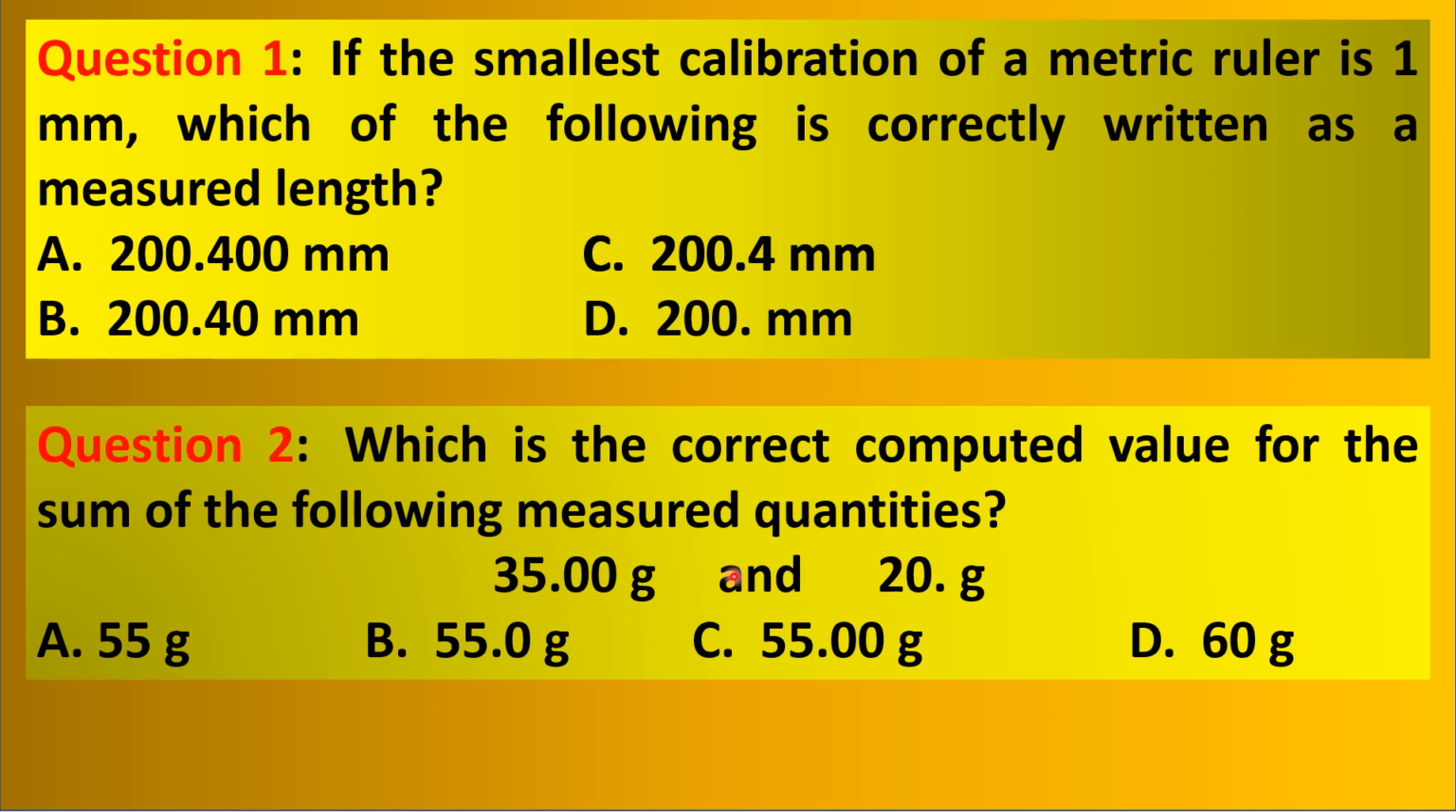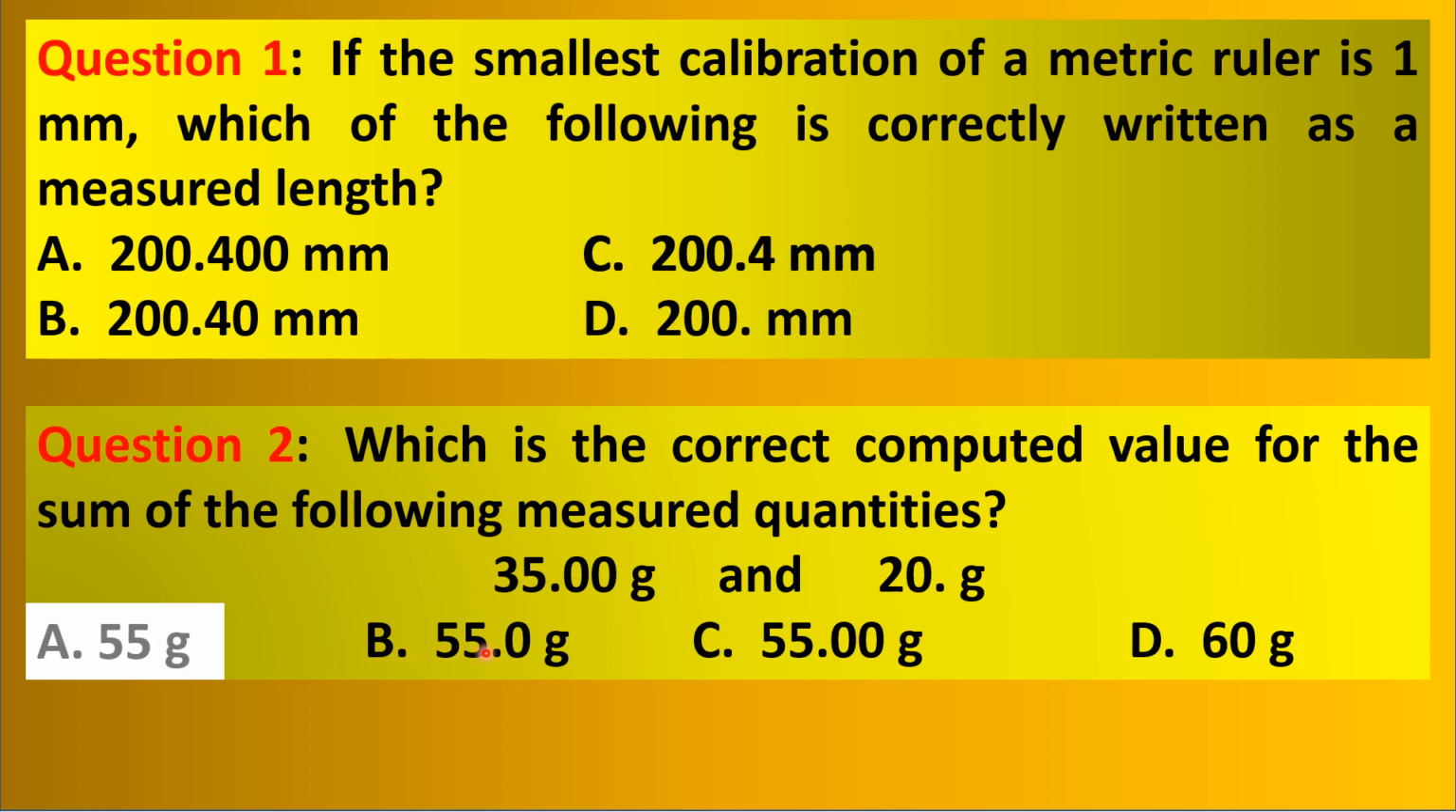The sum of these two, of course, is 55 grams. But among the four choices, letter A 55 grams, letter B 55.0 grams, letter C 55.00 grams, and letter D 60 grams, the best answer must be letter A. It is letter A because between the two given, we have to follow the precision of the second quantity, which is 20. grams. Our answer should also contain two significant figures. And among the four choices, only 55 grams, letter A, contains two significant figures.